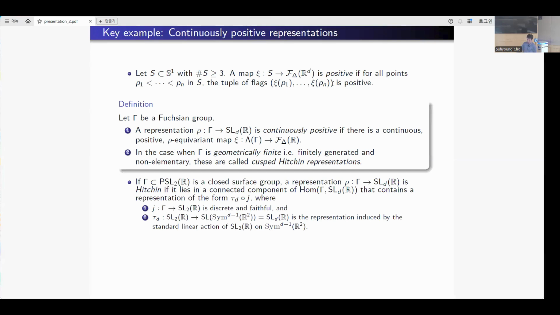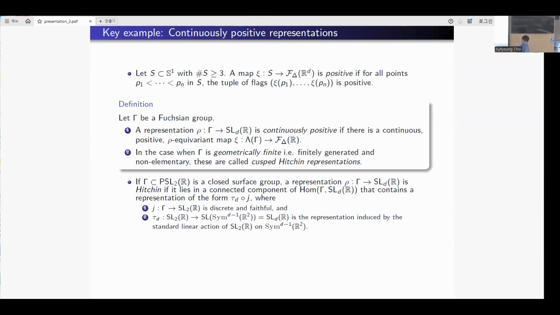Here I'm justifying some terminology. If gamma in PSL2 is a closed surface group, then a representation rho from gamma to SLDR is called a Hitchin representation if it lies in a connected component of the space of homomorphisms from gamma to SLDR that contains a representation of the form tau D composed with J, where J from gamma to SL2R is a discrete and faithful representation.